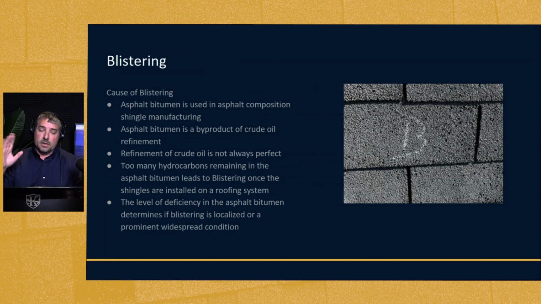Refinement of crude oil is not always perfect. If there's too many hydrocarbons left over in the asphalt bitumen, that's what leads to the blistering once the shingles are manufactured and then taken out in the field and installed on a roofing system. The level of deficiency in the asphalt bitumen determines if the blistering is maybe localized to a small area of the roofing system or it can be a prominent widespread condition.